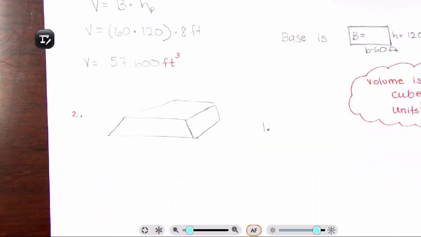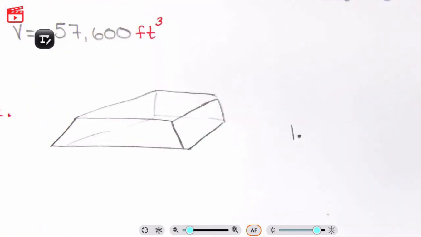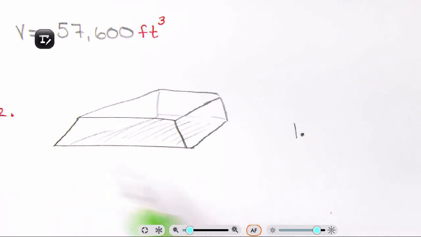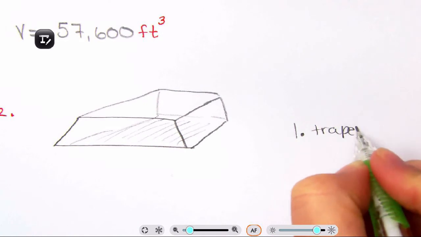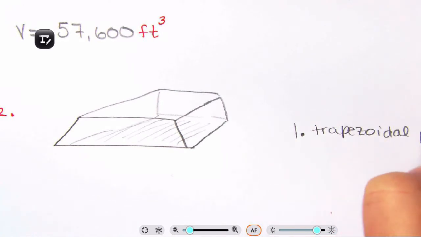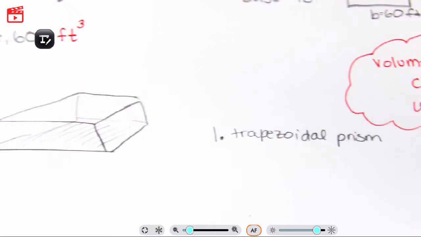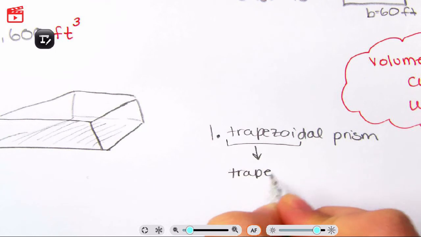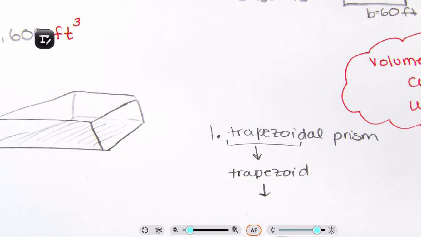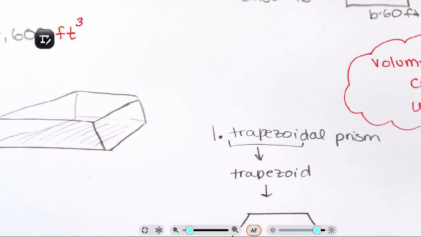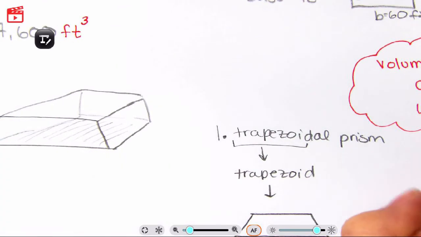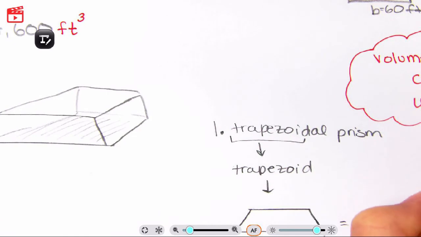Most complicated shape is a trapezoid. So here's the bottom, right? But we're not talking about the base bottom. We're talking about what is the most complicated shape on that prism, and that is a trapezoid. So here's your trapezoidal prism. That means your base is a trapezoid. So we're taking that base, and we're going to need to calculate what the area of the base is.